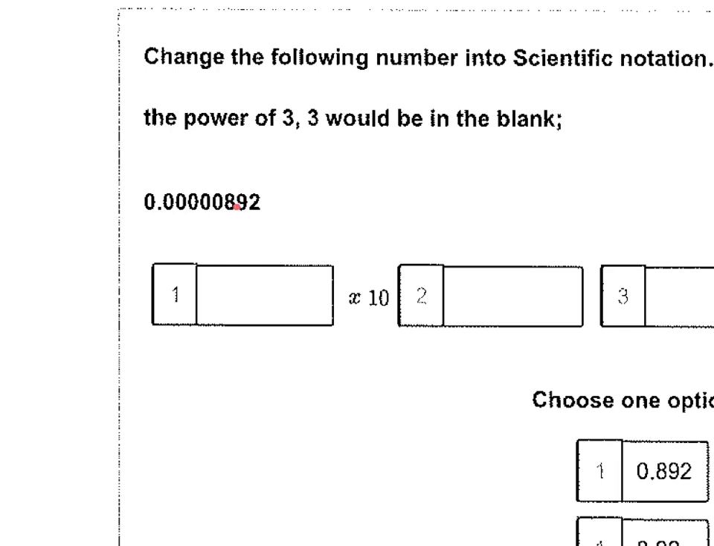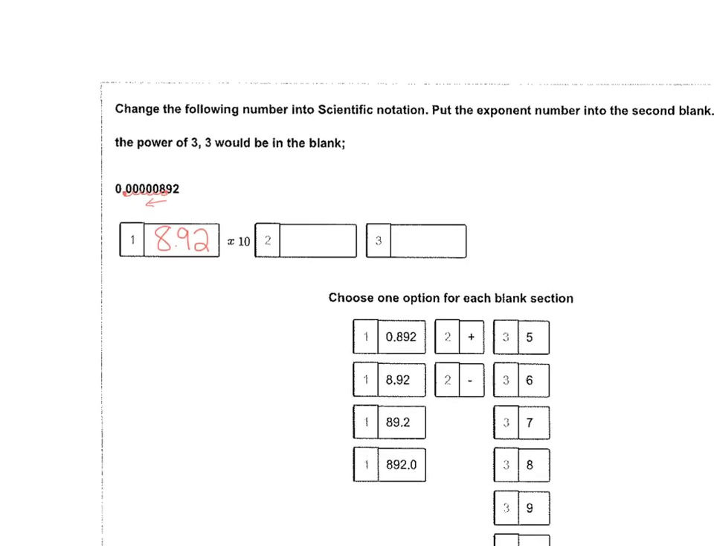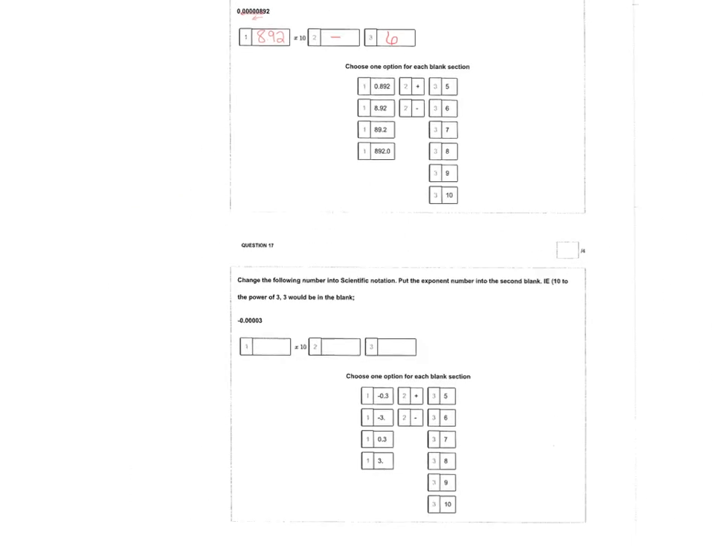Okay, now I'm going to count backwards, because I want to get back to the decimal over here. 1, 2, 3, 4, 5, 6. So my decimal is 8.92. And since I counted to the left, and since it's a number that started with a bunch of zeros, it's a negative exponent, and I counted 6 places.